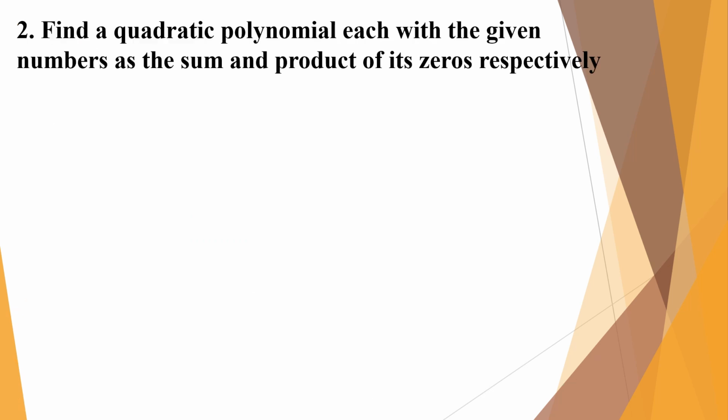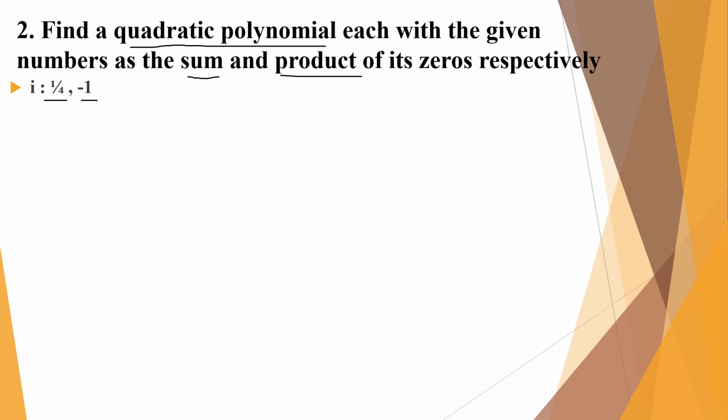Now find a quadratic polynomial each with the given numbers as the sum and product of its zeros respectively. What we are going to do now? They are given with the sum and product of its zeros. So the sum of the zeros is 1 by 4. Product of its zeros is minus 1. So we are going to find the quadratic polynomial.